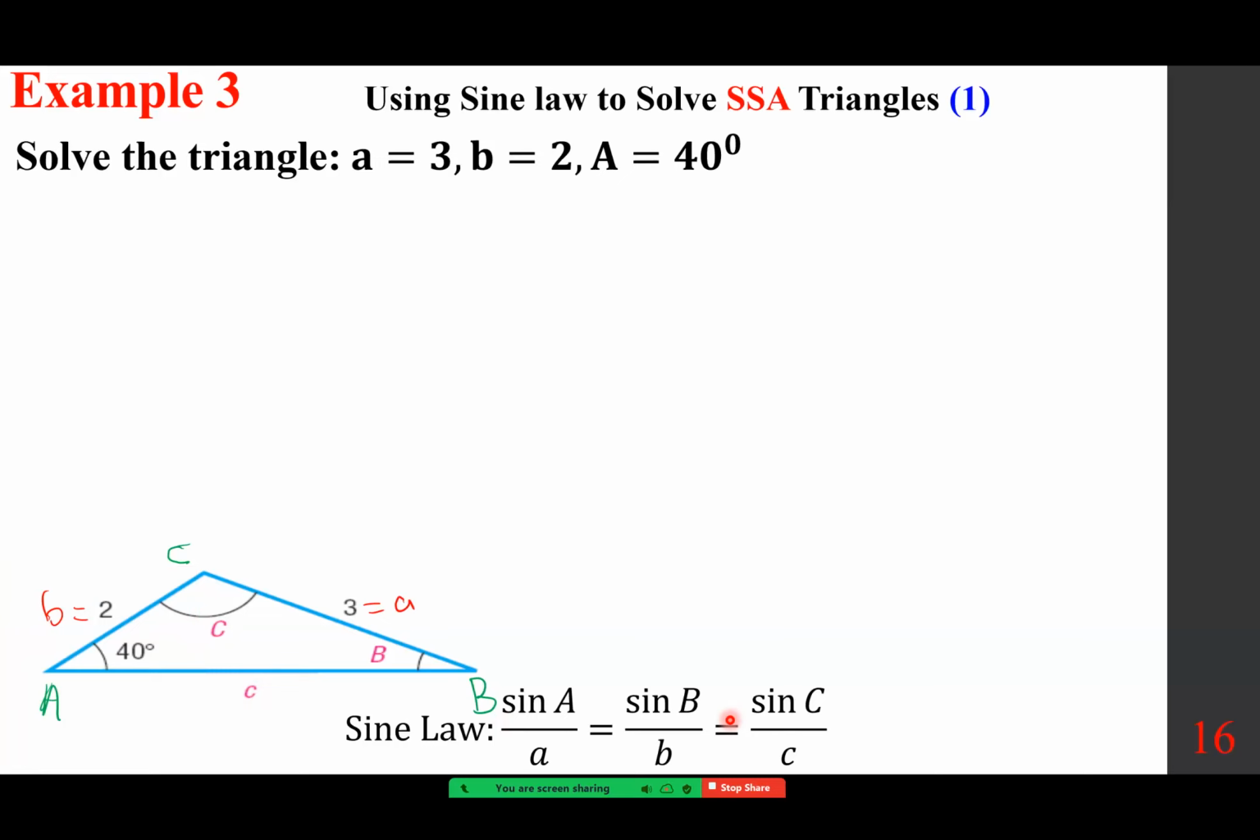All right, so we are going to write the sine law, everybody, and we are going to use whatever we have. Obviously, because there's only one angle known, A, we must write sine A. You see that we have no choice. Sine of 40 over lowercase a, which is 3. And then because b is known, sine of B over 2. So I hope you see why. According to what's known, we write this part.